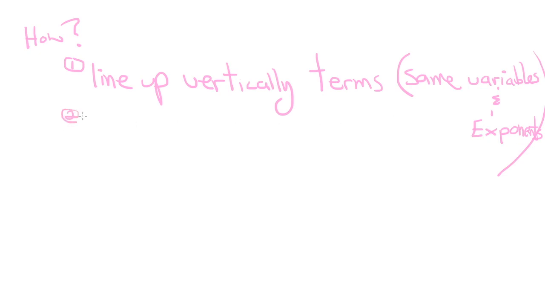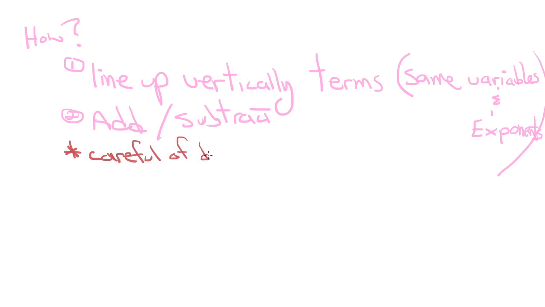And then you just want to add and subtract. The only thing that I ever notice kids going wrong is to be very careful. So I'll put a little star here and I'll get a different color. Be careful of double negatives. So be very careful of the double negatives.